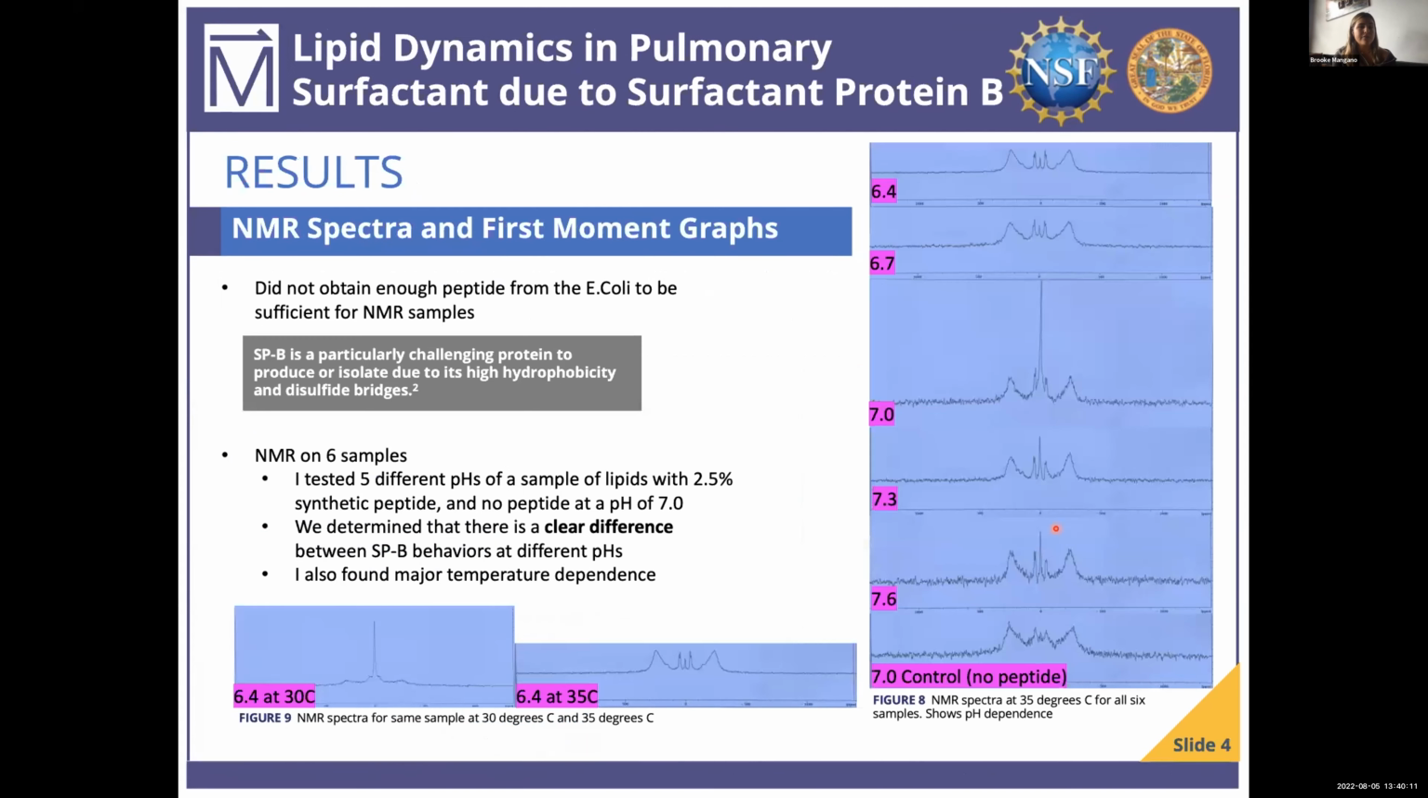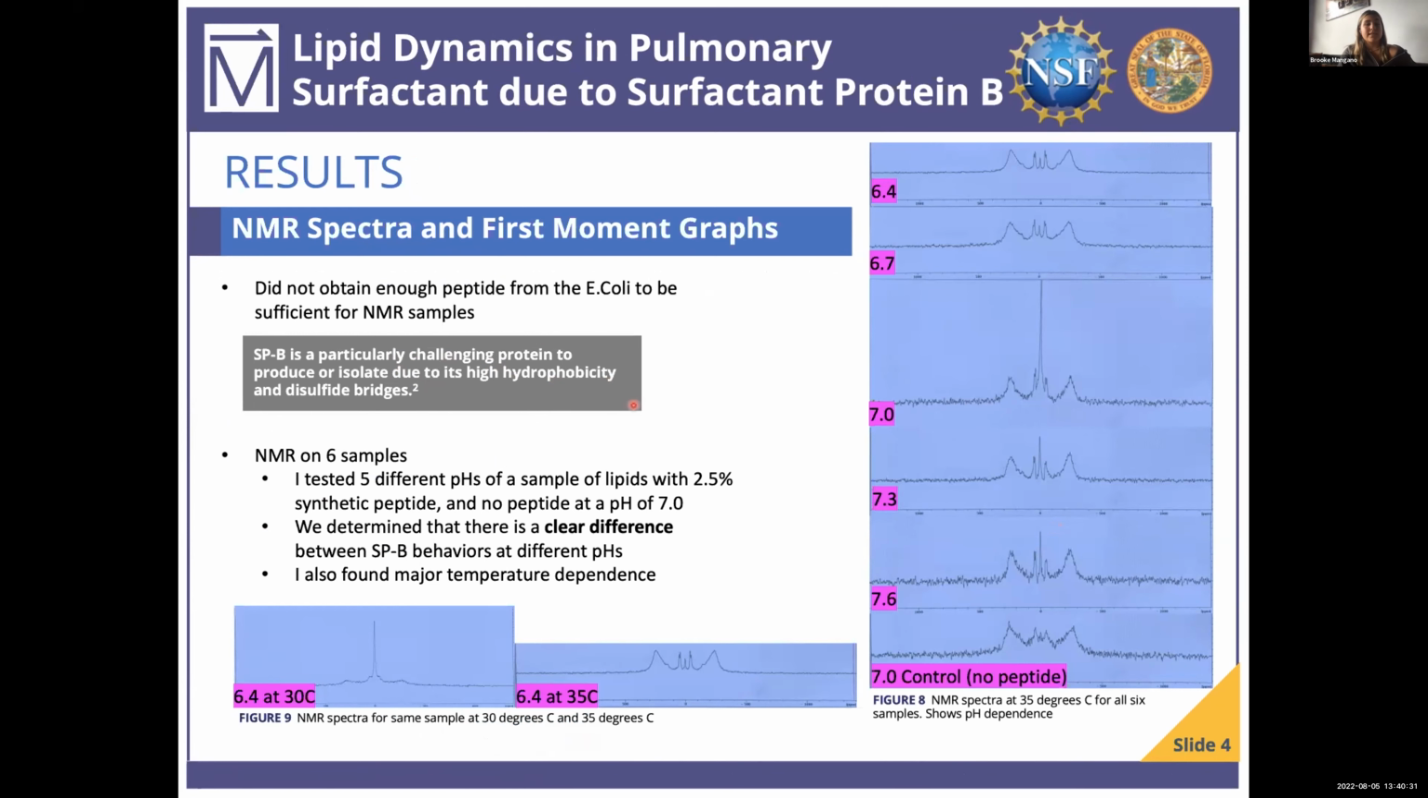Results. Unfortunately, I didn't obtain enough peptides from the E. coli to be sufficient for NMR samples. We did get some, but this is not unexpected because the protein is very hydrophobic and it has unstable disulfide bridges. But we are working on trying to make that protocol better to have a higher yield.